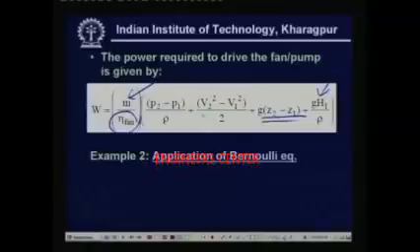So by applying Bernoulli's equation, you can find out what should be the motor capacity to drive the fan or pump. Now let us apply this Bernoulli equation to a very simple case.